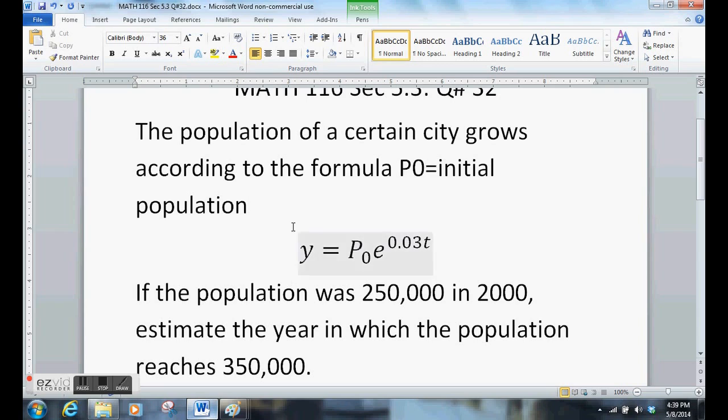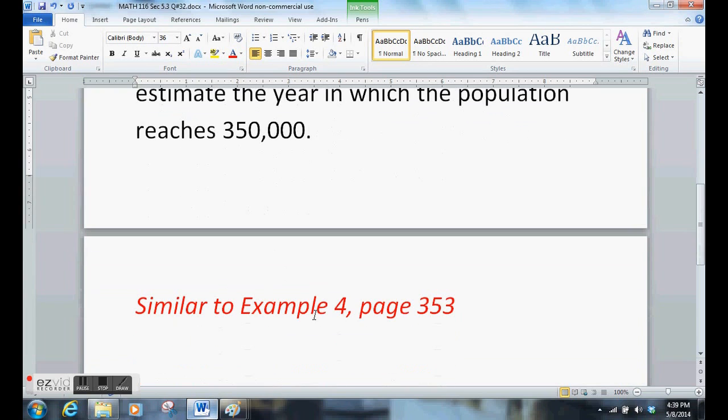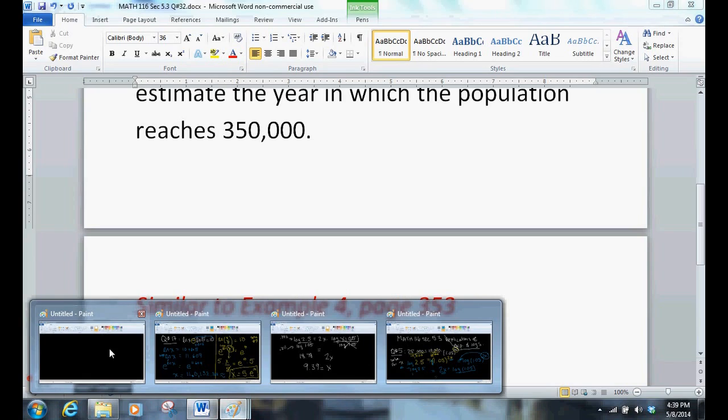This is very similar, and then they give you, if the population was 250,000, make sure that's right, and not that it's million. Yep, 250,000 in the year 2000. Estimate the year in which the population reaches 350,000. This is really similar to example 4 on page 353, so you can look at that if you like.